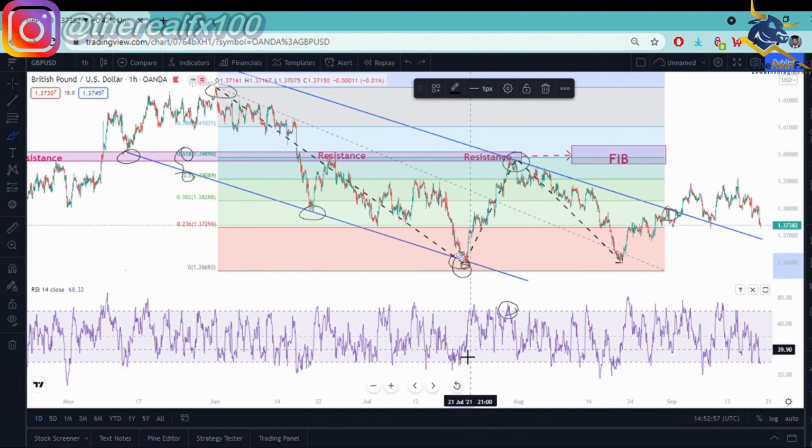And look down here, what happened here. The market was what? Oversold. It was below 30, and then here the market was what? Above 70.